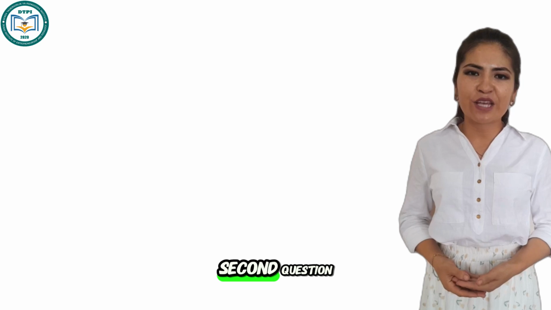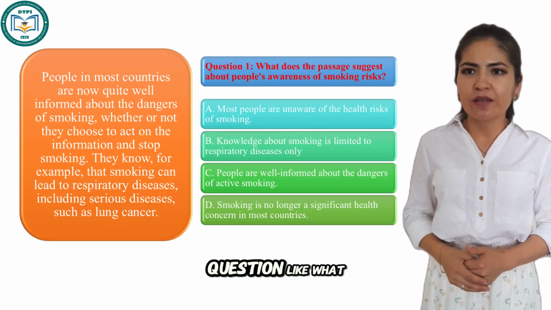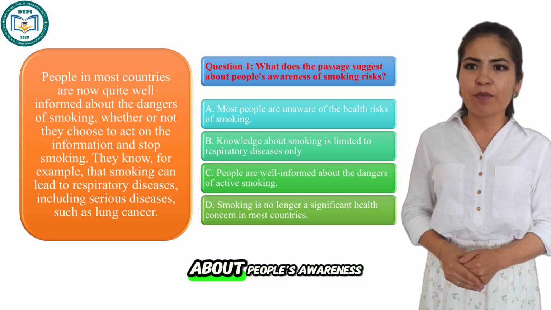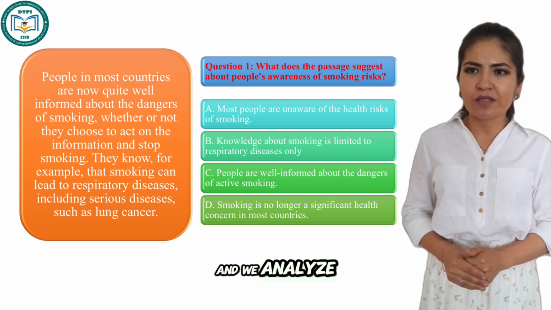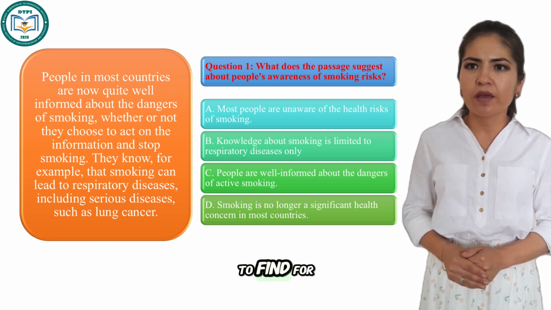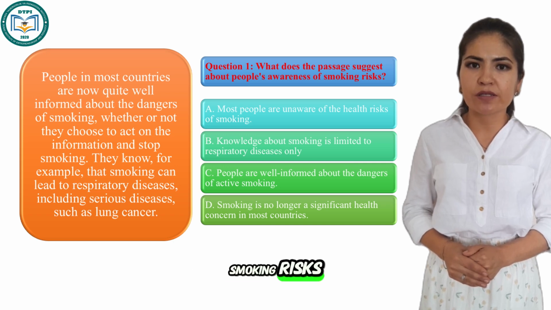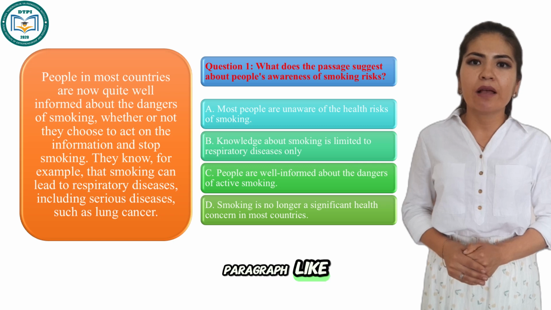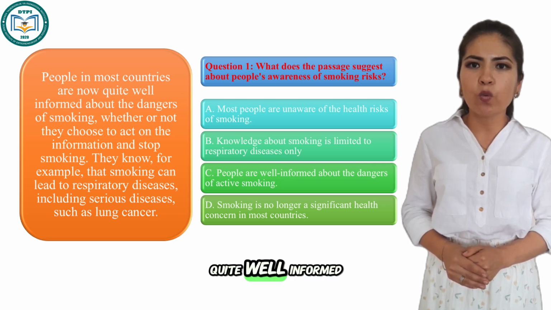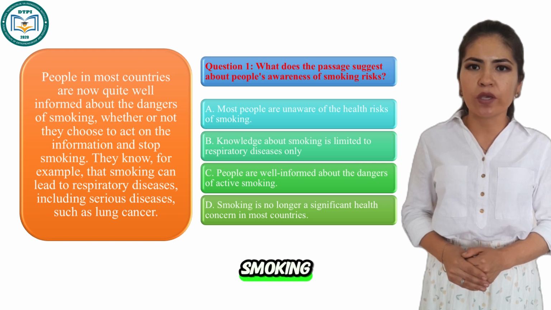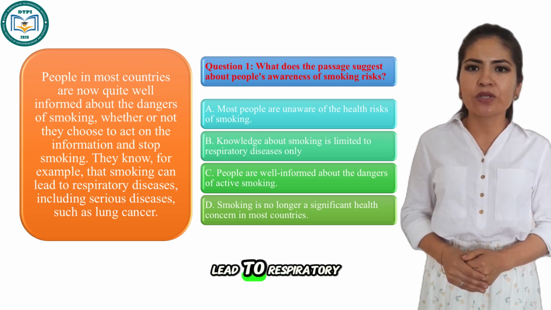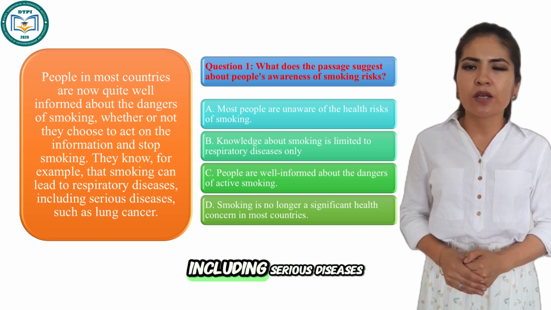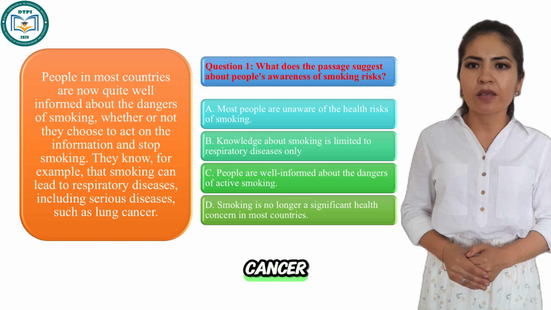And let's practice the second question. The question is, what does the passage suggest about people's awareness of smoking risks? We analyzed the question. Now we are going to find, for example, people's awareness of smoking risks. There is a paragraph like, people in most countries are now quite well informed about dangers of smoking, whether or not they choose to act on the information and stop smoking. They know, for example, that smoking can lead to respiratory diseases, including serious diseases such as lung cancer.